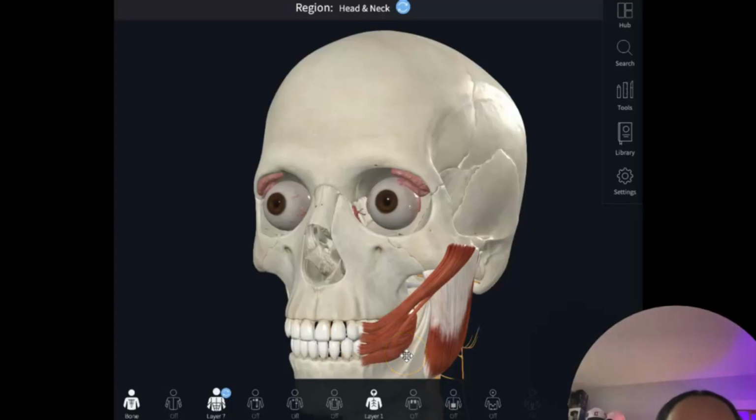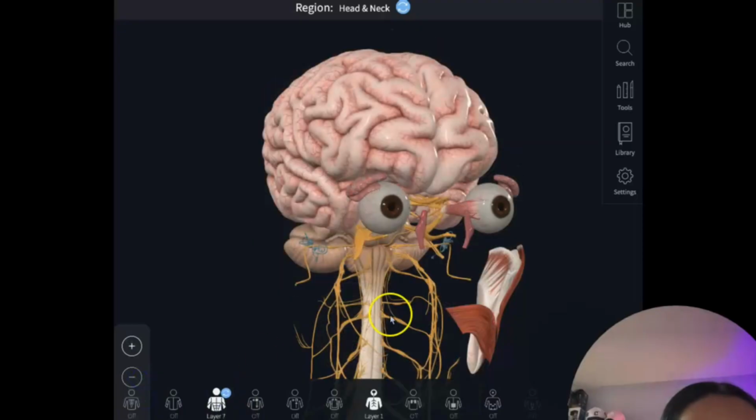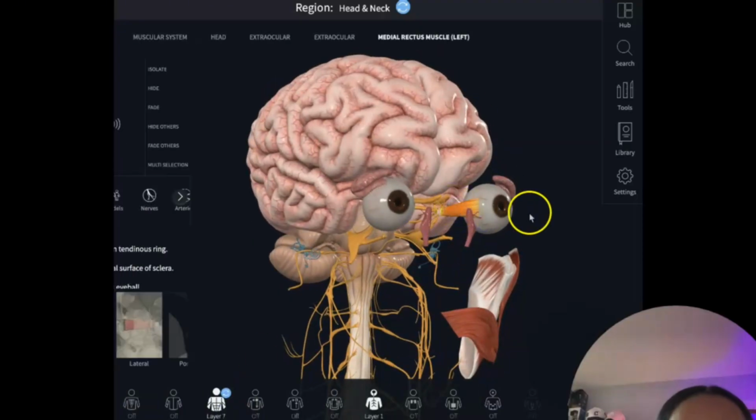Okay, so this is my model that I made already on Complete Anatomy. It just has the specific nerves and muscles that we are going to go over that I stated before. So for the first one, let me turn it this way. Let me take this off. So this is the first one. It's going to be right here. This is the medial rectus muscle.